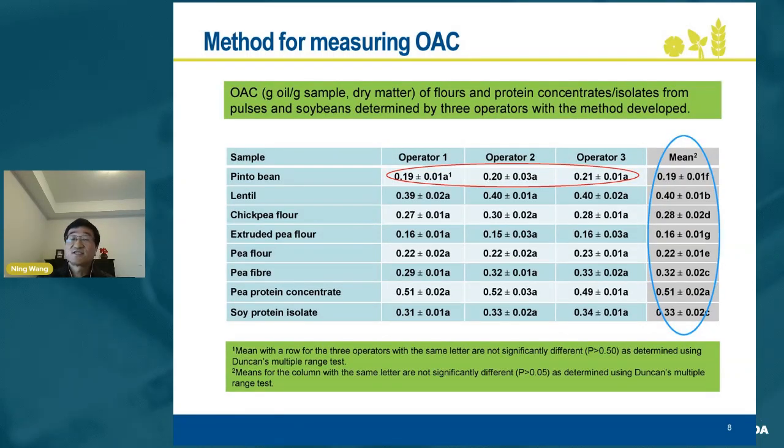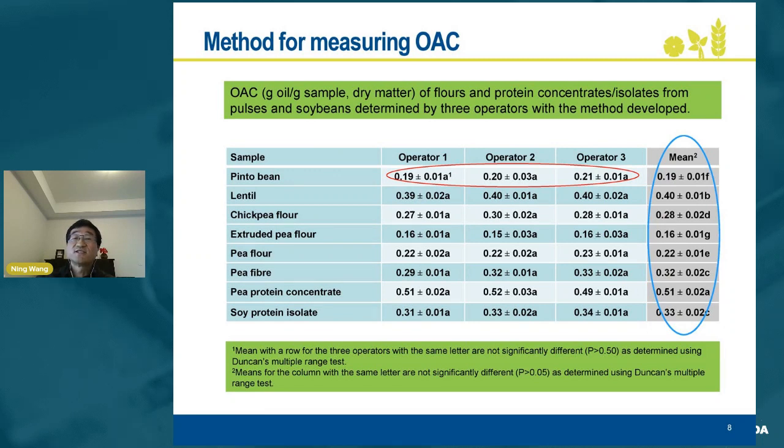This method we also applied to various flours and protein concentrates and isolates from pulses and soybeans. So we determined the variability within the lab, the reproducibility of the method, by three operators or technicians in our lab. So the results you can see here, there's no significant difference between the operators. I just give you an example here, so you can see the rest as well. This demonstrates that the results determined by the method were reproducible.